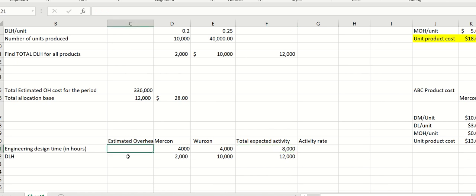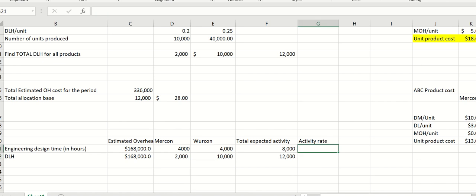And then they said half of the overhead would be based on engineering design time. So we said 336, let's do half of that. Half of the overhead would be based on direct labor hours. So now we've divided it between our cost buckets, and same thing from before, we're using 2,000 direct labor hours in total for Mercon, 10,000 for Workon.